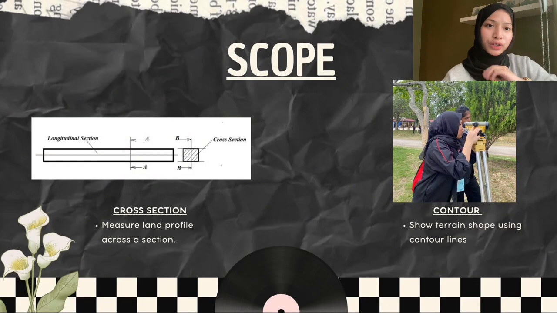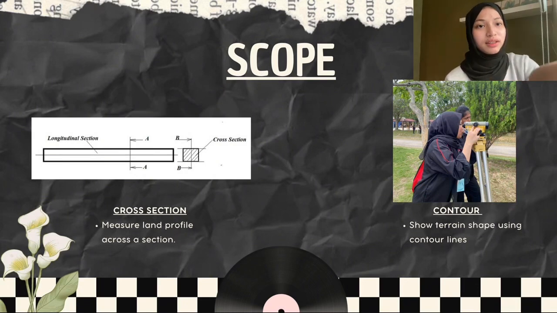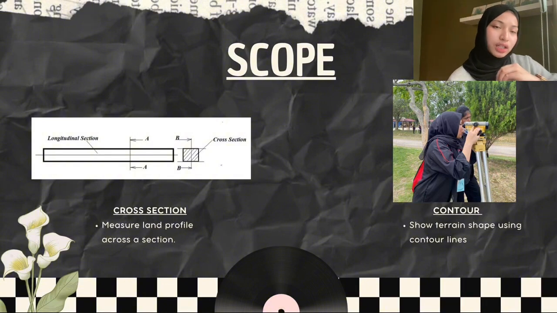Next, we have the cross-section survey. Cross-section is used to measure land profile across a section. For example, the cross-section is used in road construction to calculate cut and also fill volume. It helps to estimate the earthwork quantities.